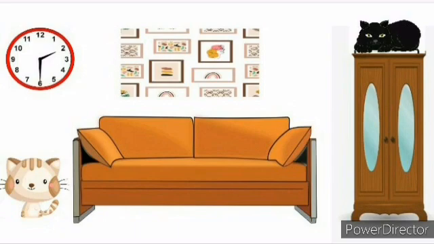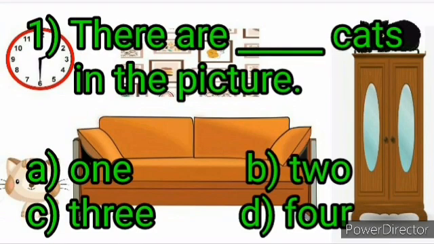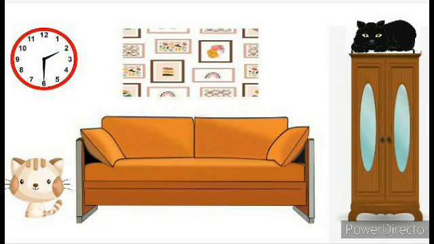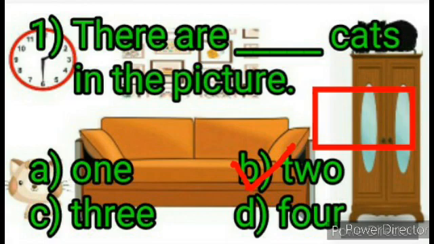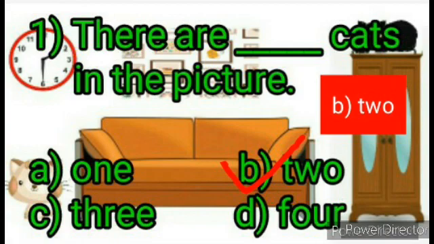Now let's go through the questions based on the picture. You have to choose the correct answer. First question. There are dash cats in the picture. Option A 1, option B 2, option C 3, option D 4. How many cats can you see in the picture? 2 cats. So option B is the correct answer. Tick the correct answer and write the correct answer in the box.